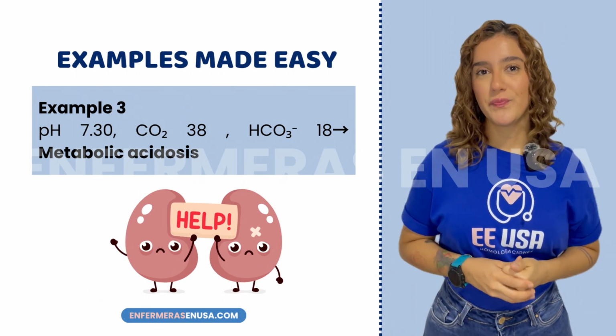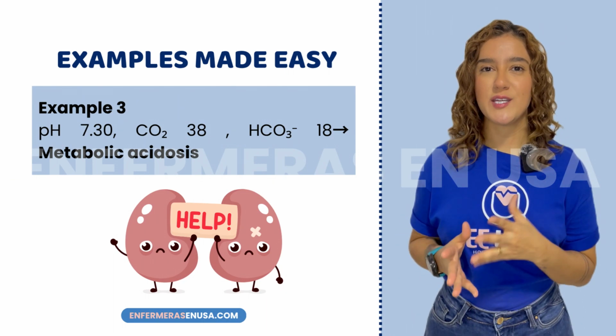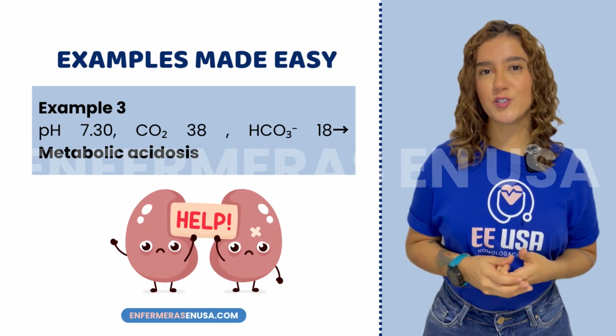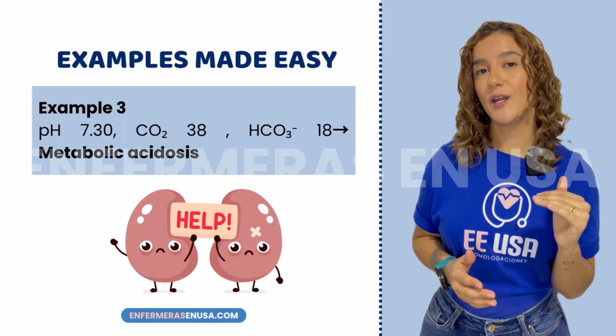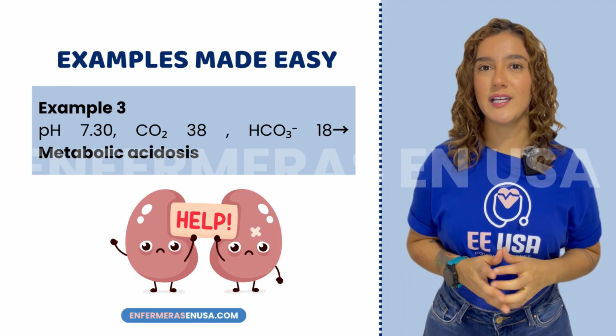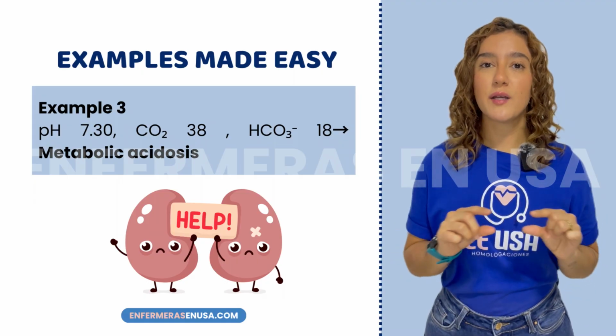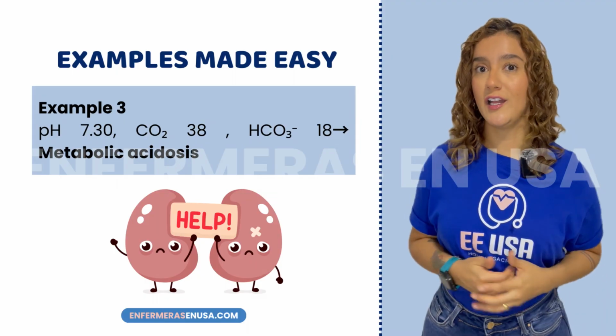Example number 3. pH is 7.30, PaCO2 is equal to 38, and HCO3 is equal to 18. pH is low, it means acidosis, and HCO3 is also low. It equals a metabolic cause. The diagnosis is a metabolic acidosis, for example, diabetic ketoacidosis or renal failure.